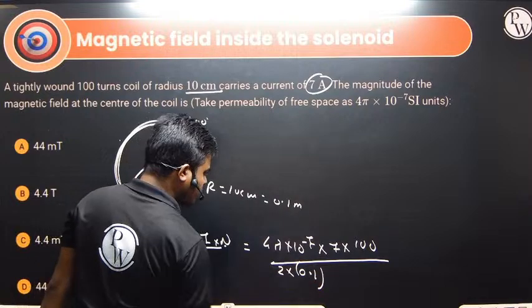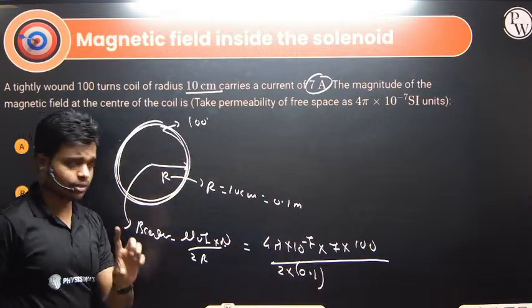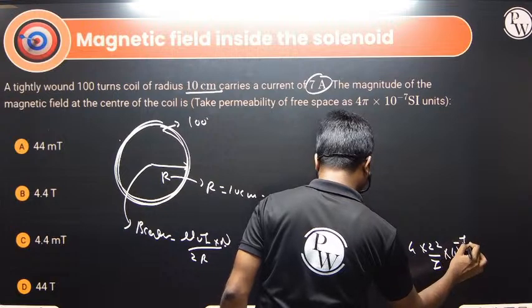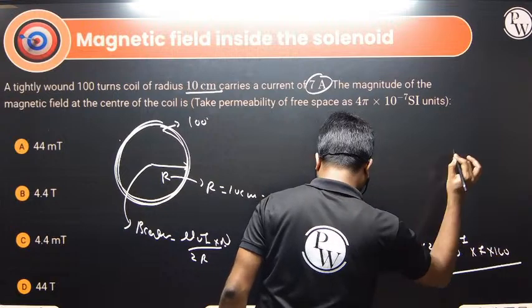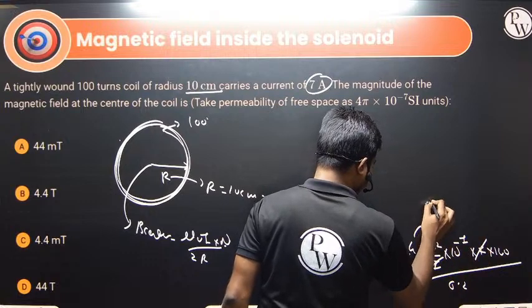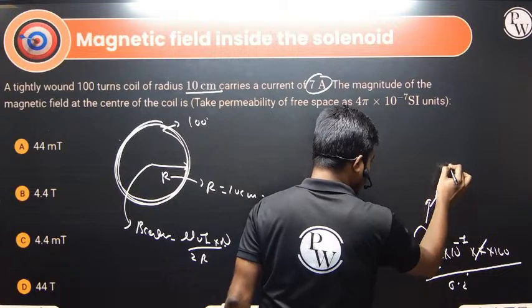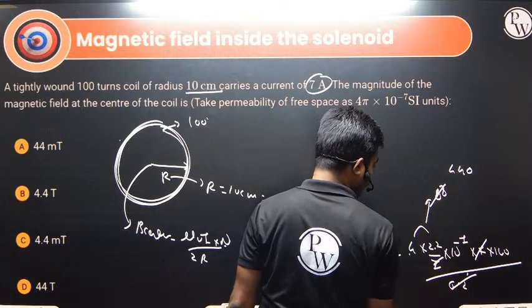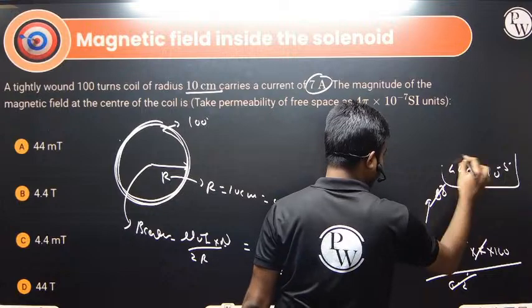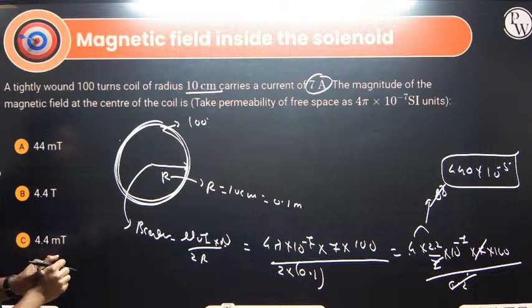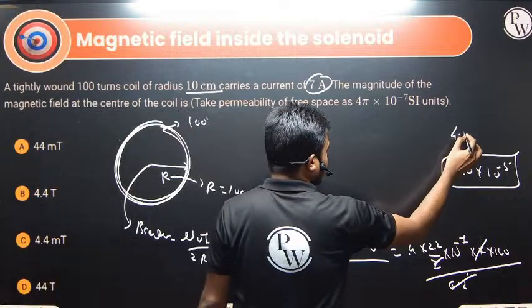Solving this, the value of π we can write as 22 by 7. So 4 into 22 by 7 into 10 to the power minus 7 into 100 divided by 0.2. The 7 cancels, and we are getting 440 into 10 to the power minus 5. So I can write this as 4.4 into 10 to the power minus 3.